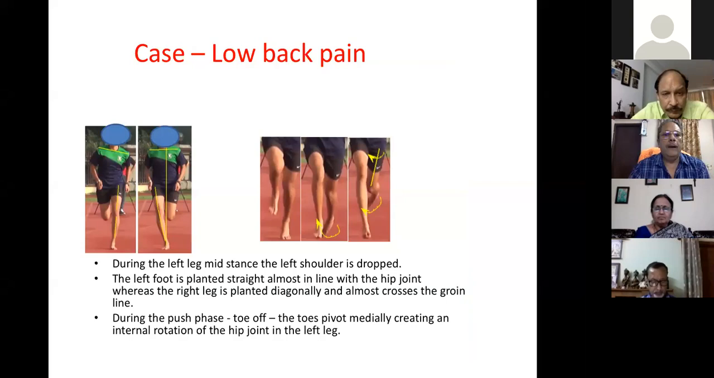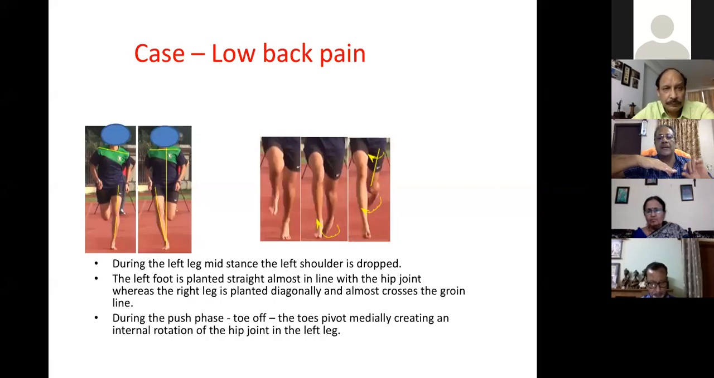So this is a case of low back pain. You can see the cause of the low back pain is a lot of internal rotation in the hip joint. This all started because this athlete had a relatively bigger size shoe. When the toe goes inside and the foot is placed in the shoe, there is still a one to one and a half inch gap.